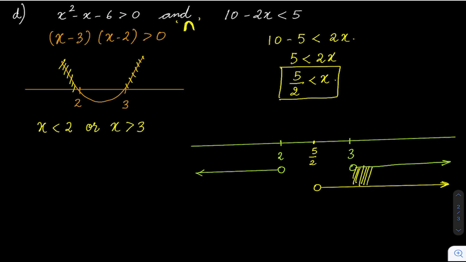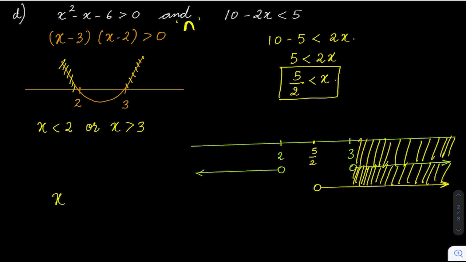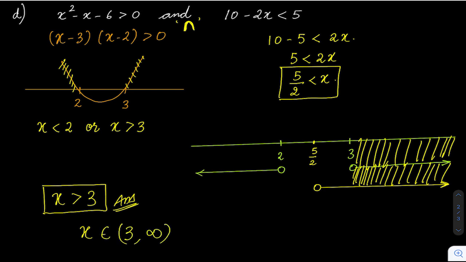Once you have represented these answers on a single graph, you can see what's common here. As you can see, this part is common. There is no other common part. So my answer is x should be greater than 3, because that is common in both the parts. Or if you want to write in set format, you can write 3 to infinity. But in my experience, students are more comfortable with the first one.